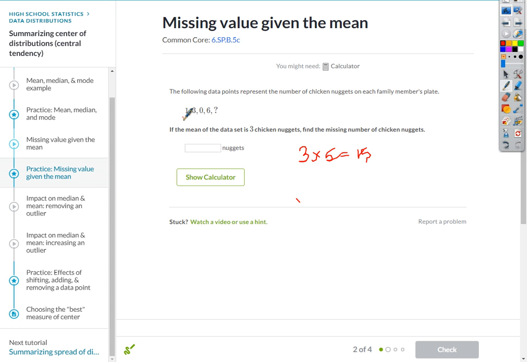How many nuggets were already accounted for? 1 plus 3 is 4, 4 plus 0 is 4, and 4 plus 6 is 10. So I already have 10 accounted for, so that means that there were 5 chicken nuggets that were unaccounted for, and so that last person must have had 5 chicken nuggets.